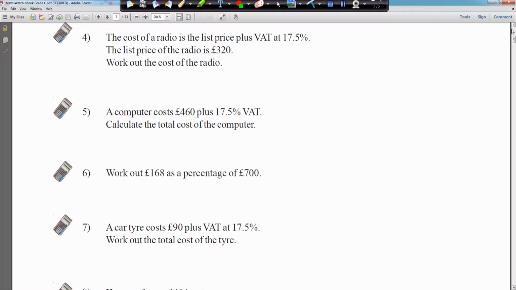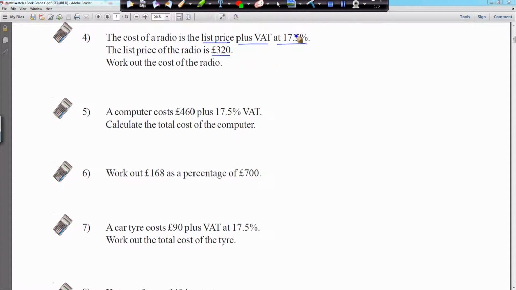Okay, this next question, we are allowed to use a calculator. The cost of a radio is the list price plus the VAT at 17.5%. List price is 320.